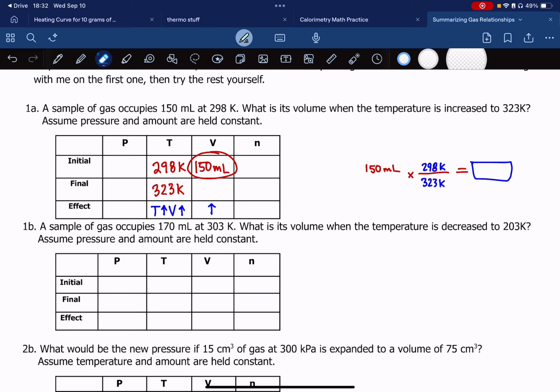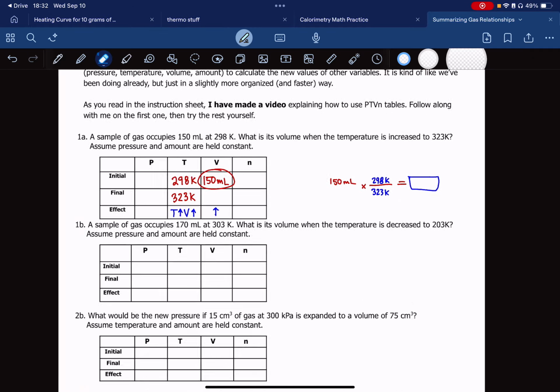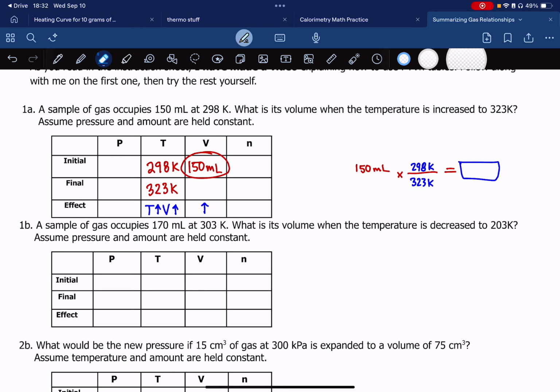If not, I'll have a key up with just the answers. I won't have the work up until Friday. But once you have that, you can compare your work and make sure you're doing all right on this.